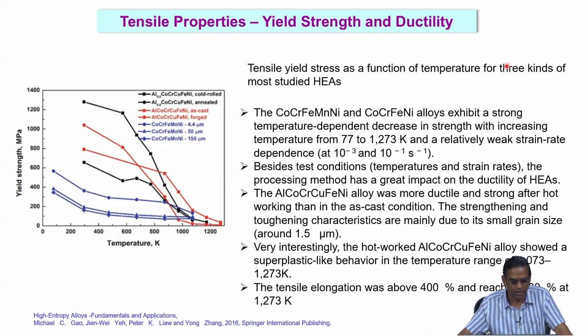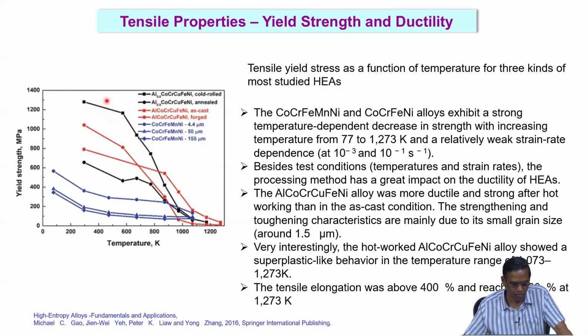You can see that you have three kinds of high entropy alloys. One is annealed, one is cold rolled and another is as cast. These three are as cast and forged, you can see that, and then with three different grain sizes also shown here. What is most interesting is the cold rolled high entropy alloy exhibits a very high yield strength, which is expected.